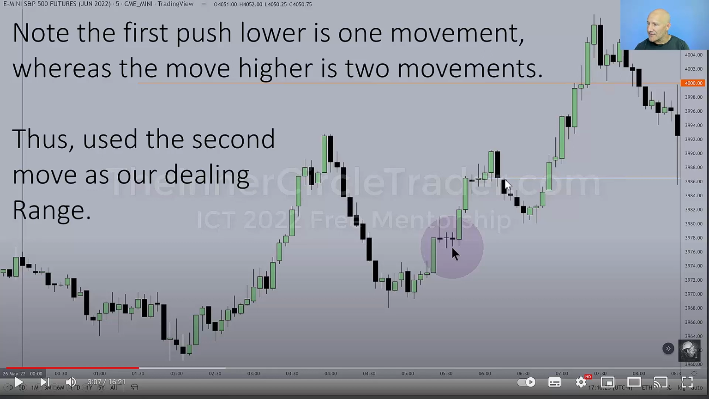The market's traded back down into that discount part of the market, and we have our bullish fair value gap just there. So you can see how the market has traded back into that discount part of the dealing range and then reacted to that zone before then trading higher, taking out the buy side liquidity here and here.